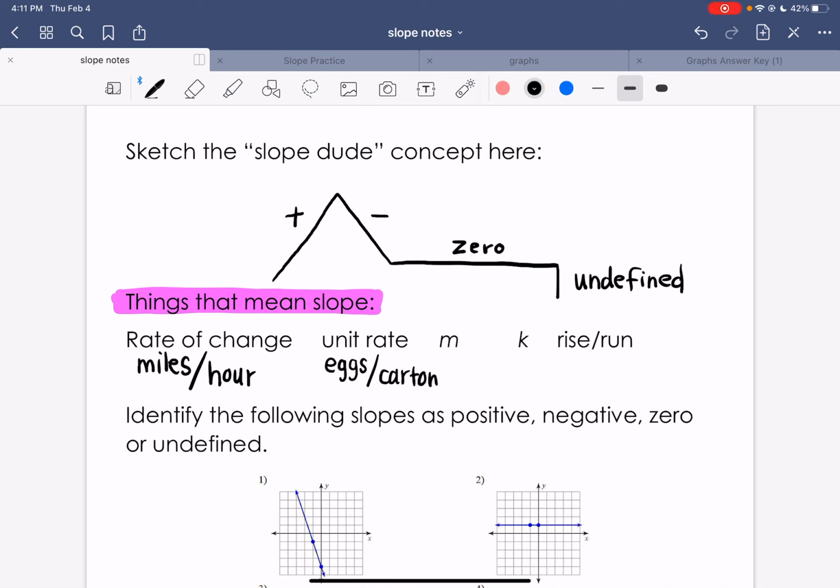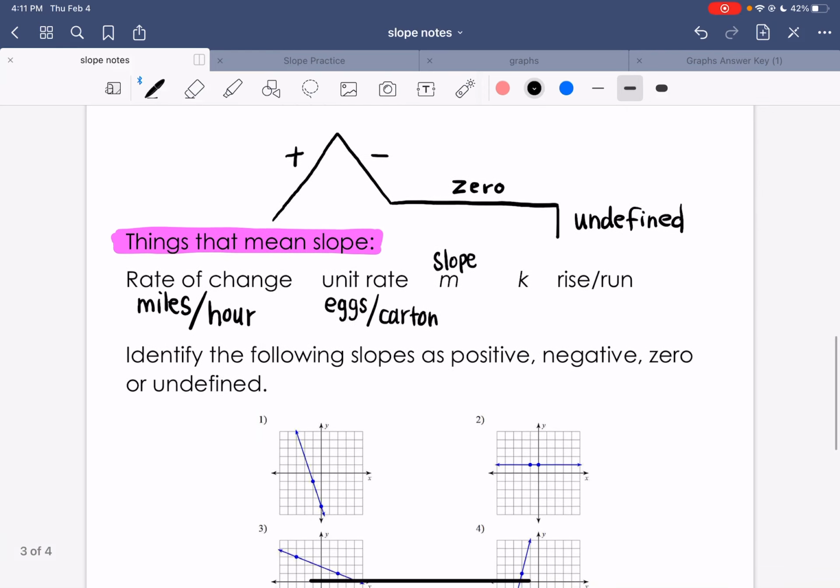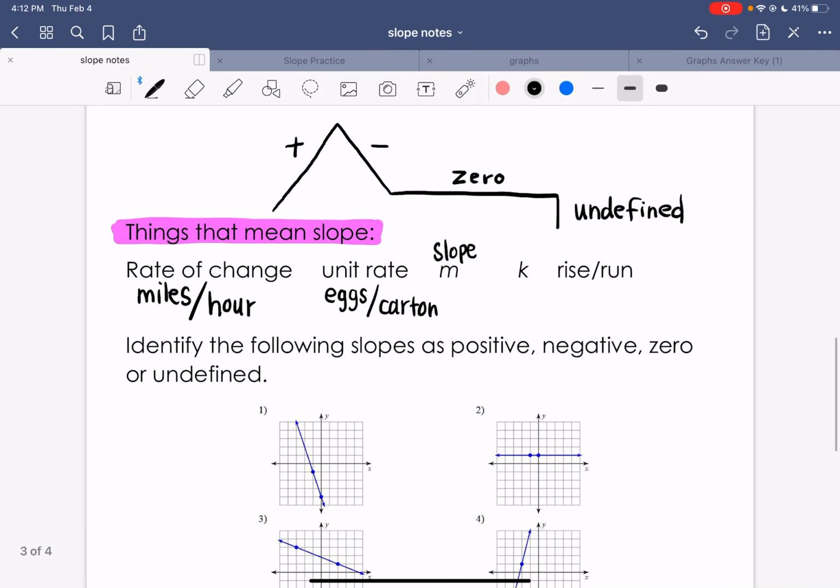M, just like we talked about from the formula chart, this literally just means slope. I don't know why they didn't use S. K we know is our constant of proportionality. And rise over run is a way that we determine slope specifically when looking at graphs. And that's going to be like our main focus on these notes, is using the rise over run method, I guess.